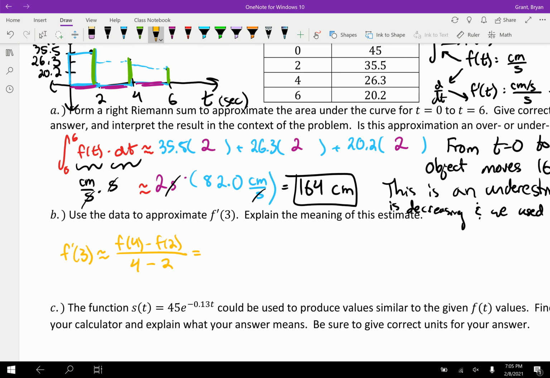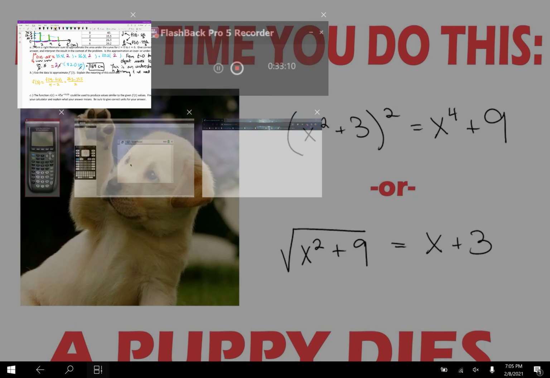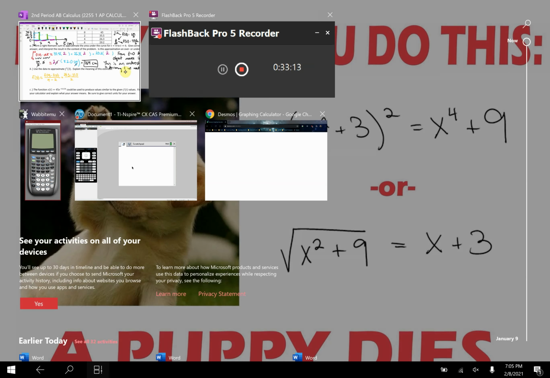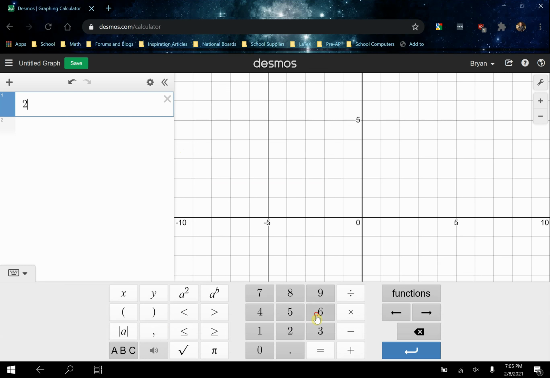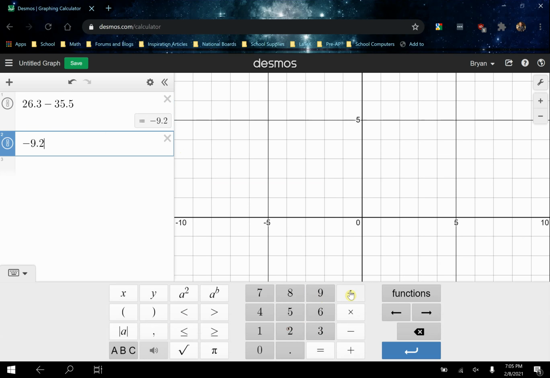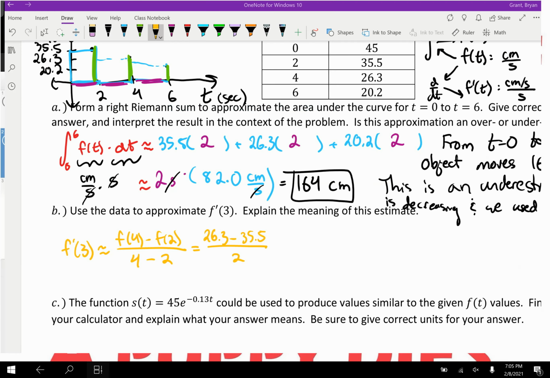Or if we continue through, f of 4 was 26.3, f of 2 is 35.5, all of this divided by 2. And I really don't want to do that, so let's see, 26.3, 35.5, we'll do it on Desmos. So I have 26.3 minus 35.5, and then divide that by 2, so we have negative 9.2 divided by 2. Okay, negative 4.6. I probably could have done that math in my head. Oops, oh well. Negative 4.6.